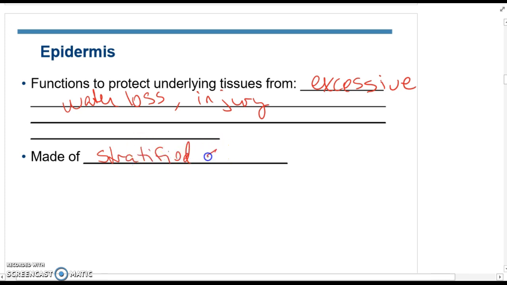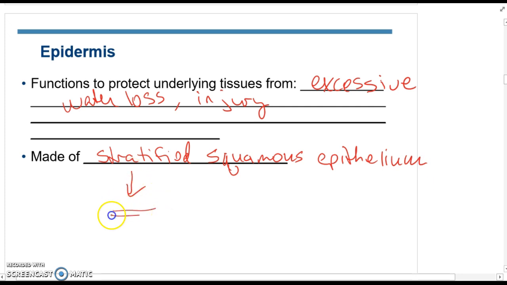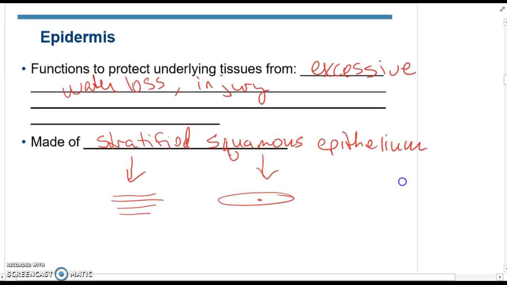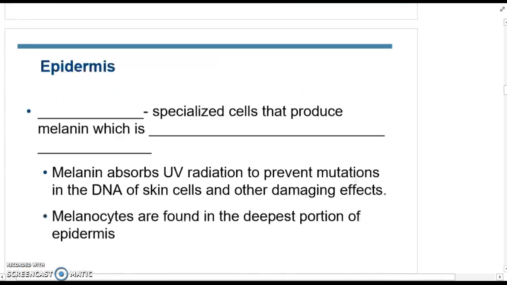And this we know from last chapter already. It's made of stratified squamous epithelium. I kind of remember what those terms mean. So remember, if it's stratified, it's multiple layers, and squamous, remembering it's that sort of flattened tissue. Okay, so that's the epidermis.